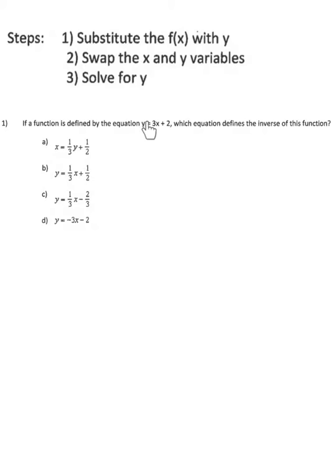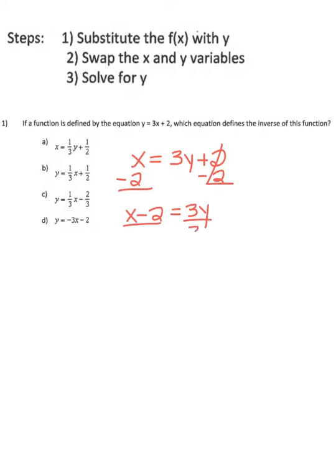So what we're going to do is change this y to an x, and change this x to a y. Now we just have to solve for y in this equation. You want to get y by itself. In order to do that, we're first going to subtract 2 from both sides of the equation. That leaves us with x minus 2 equals 3y. And then to get the y by itself, just divide both sides of the equation by 3.